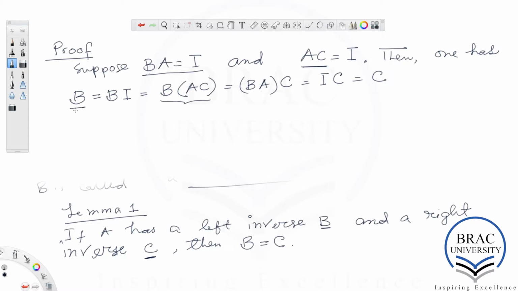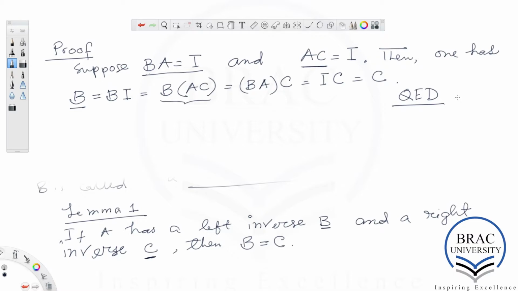So we established that the left inverse and the right inverse are equal, which is what we are required to prove. QED.